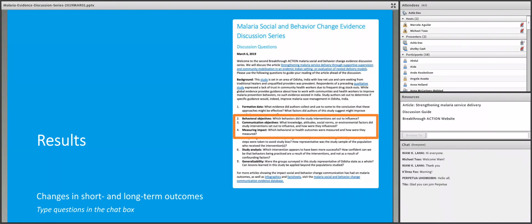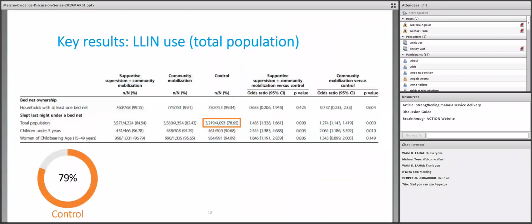In this section, we'll talk about discussion questions number 2, 3, and 4, which are about behavioral objectives, communication, and how did we measure the impact. So here we present the summary results. This one was for the use of bed nets. And when we mean use of bed nets, there was a specific question during the survey which asked their use of bed net the previous night of the survey.